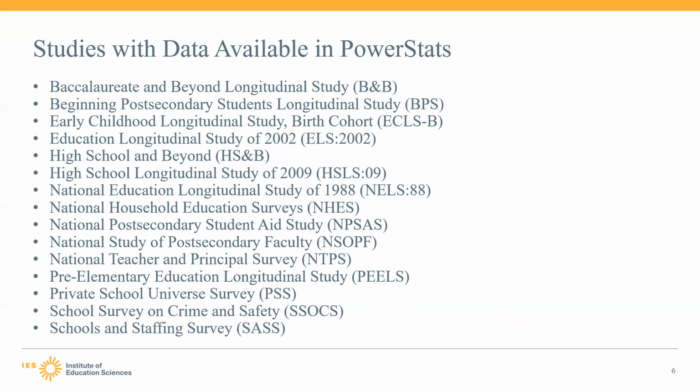The data for most of the NCES sample-based studies covering all levels of education are available in PowerStats. PowerStats provides access to data from 98 primary, secondary, and post-secondary education datasets. So for example, the Early Childhood Longitudinal Study, Birth Cohort, and National Household Education Surveys have data related to early childhood education. The High School Longitudinal Study of 2009 has data on high school experiences and outcomes. The Baccalaureate and Beyond Longitudinal Study provides information on the employment and further education of college graduates. And the National Household Education Surveys have data on adult learners.